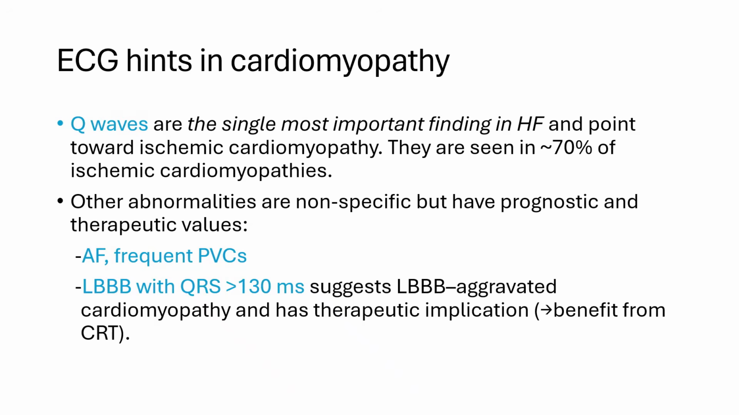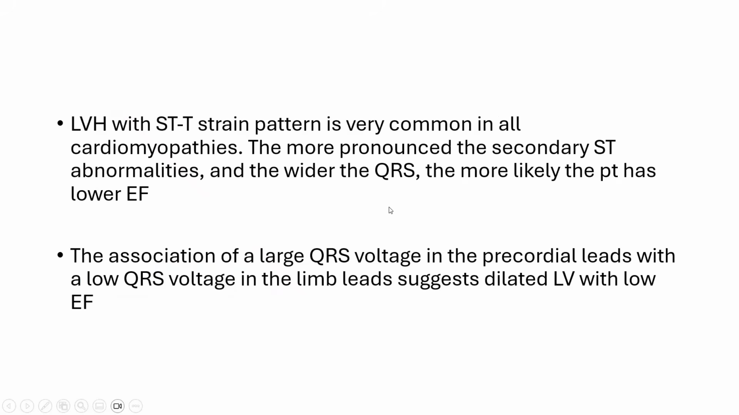We also look for other abnormalities on the EKG that could gear us toward other cardiomyopathies, such as AFib, frequent PVCs, or conduction disease, like left bundle branch block with QRS more than 130, which suggests left bundle branch block aggravated cardiomyopathy. Other EKG findings have prognostic value but are not specific for an etiology, such as LVH with STT strain.